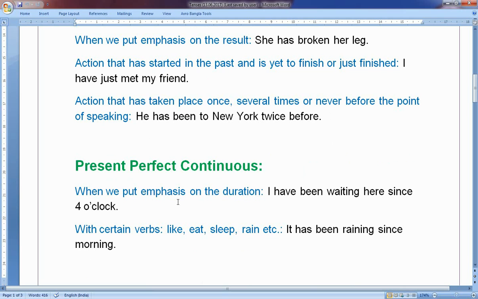Let us now talk about the present perfect continuous. The present perfect continuous puts emphasis on the duration of an action. Example, I have been waiting here since 4 o'clock. Over here, my key emphasis is on the time, that is 4 o'clock. How long I have been waiting? Since 4 o'clock, a long, long length of time. Secondly, the present perfect continuous is also used with verbs like eat, sleep, rain, etc.